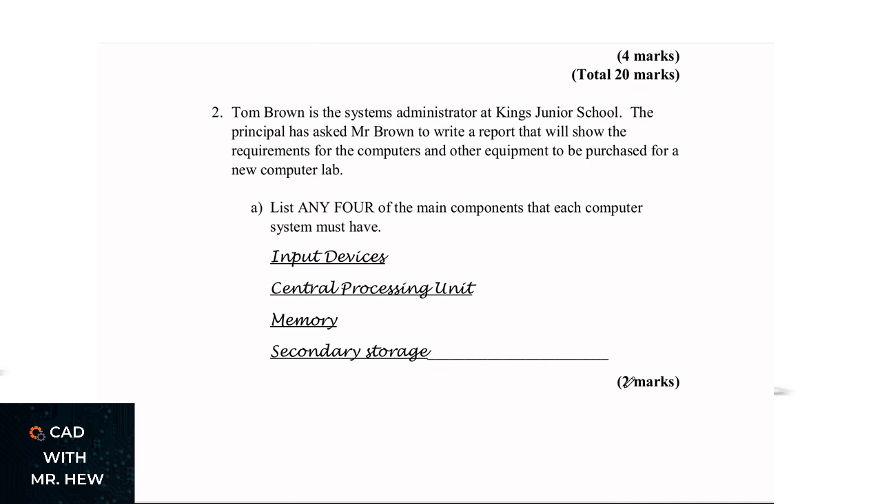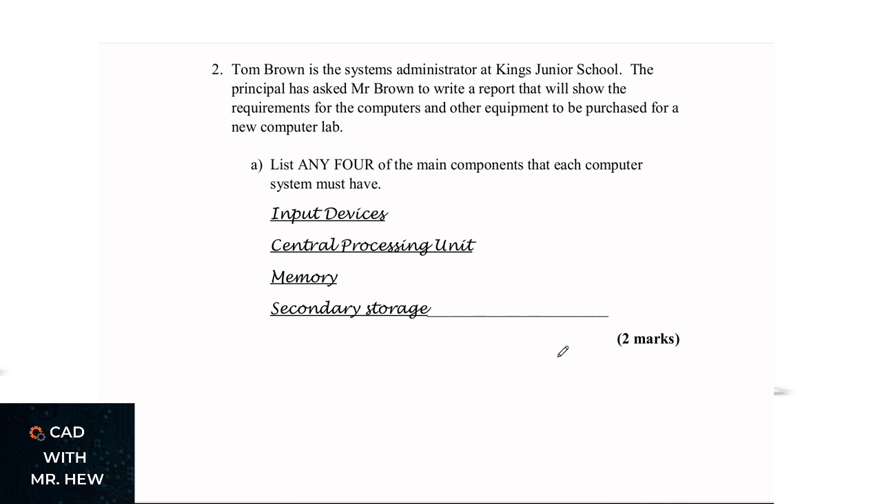Let us look at question 2. The correct answers are, for the main components that each computer system must have, we have input devices, central processing unit, memory, and secondary storage. This question is worth 2 marks.